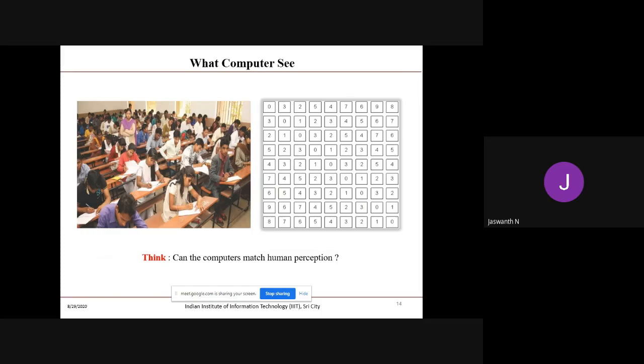Next, this is how the computer sees given an image. The left-hand side is an image which is perceived by the human eye mechanism, whereas the right-hand side is what is being seen by the computer itself. It means that it doesn't see the diagram as it is, but it tries to see a picture or the scene based on the raw pixel intensity values. Now the question is, can the computers match the human perception? It means that can the virtual or artificial computer vision mimic exact human visual perception.